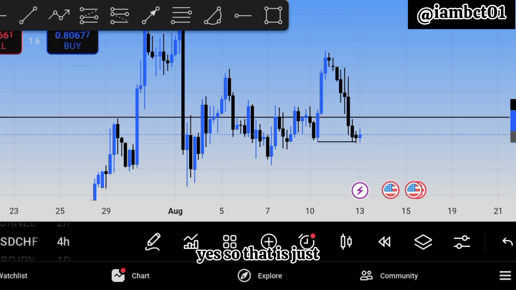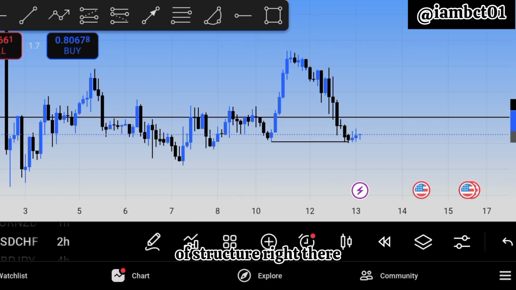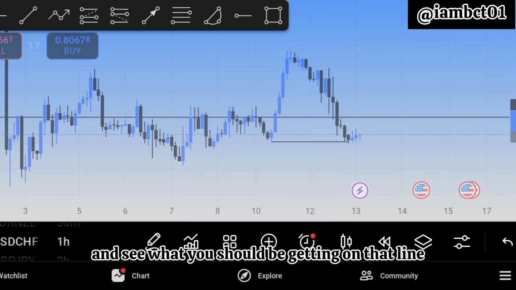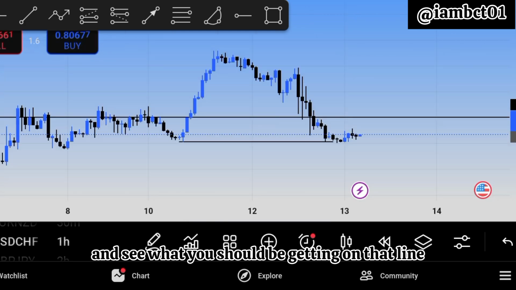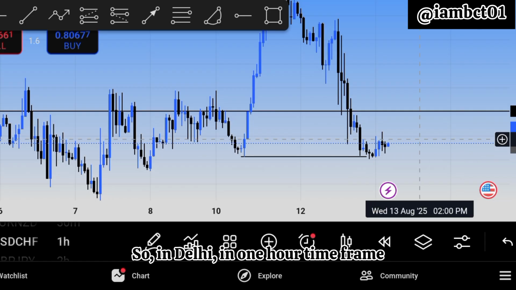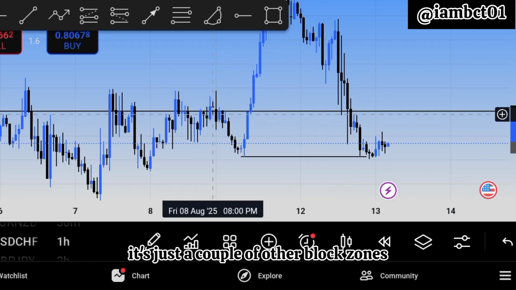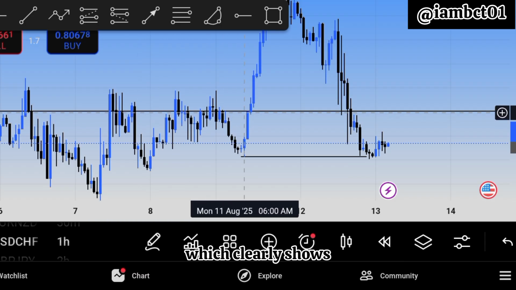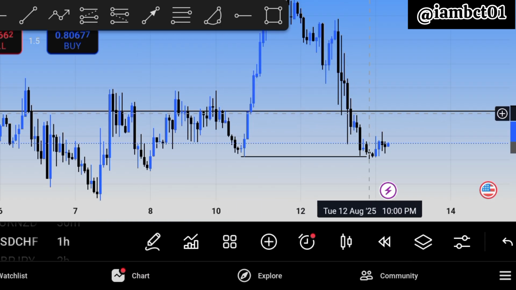Yes, so that is just what you have to do. Wait for a 4-hour break of structure right here, and then let's go to the lower time frames and see what we should be getting on that line. So in the 1 hour time frame there are just a couple of other order block zones. Yes, there are many other blocks right here which clearly shows that this is a supply zone.